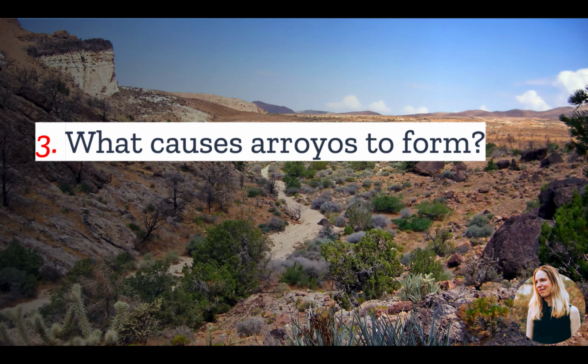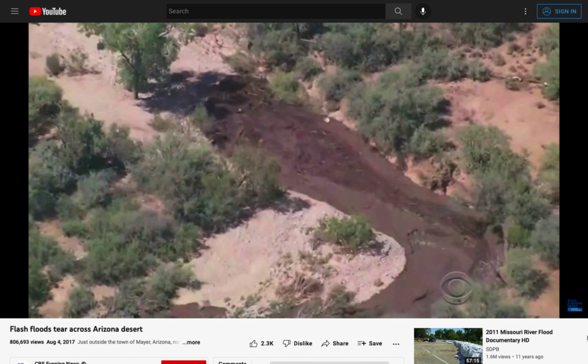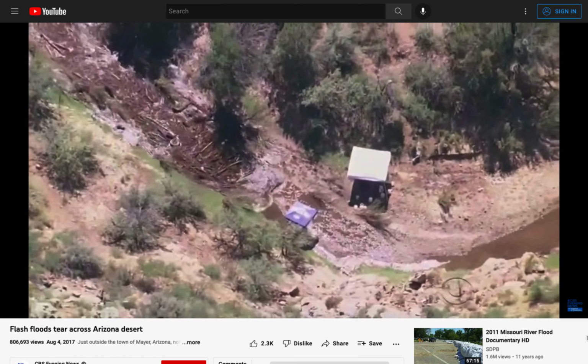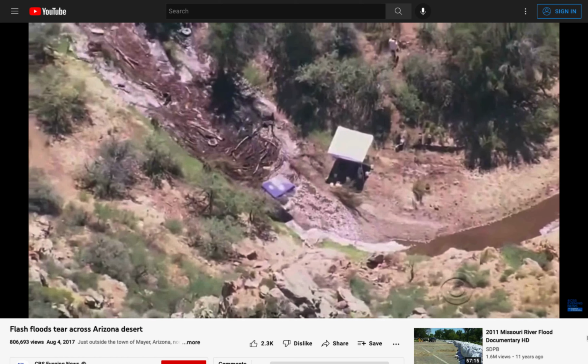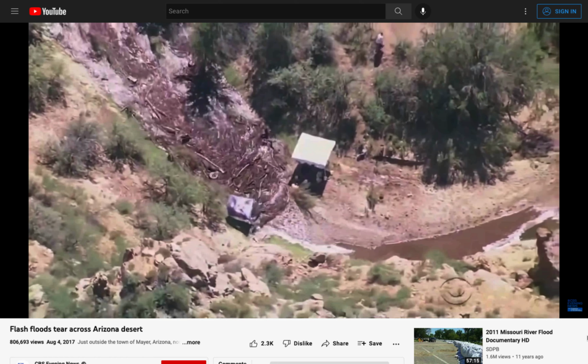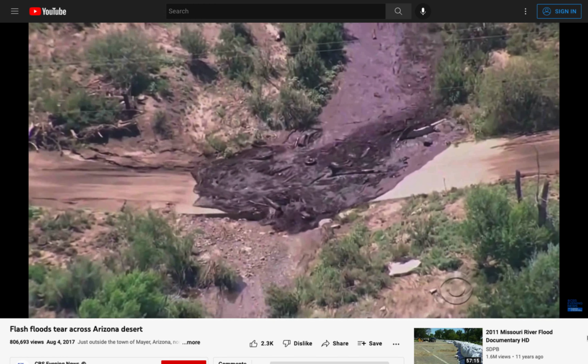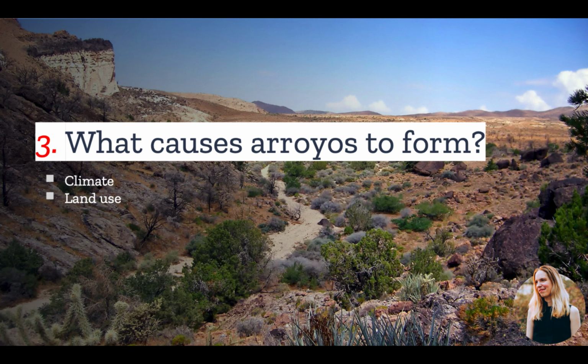Number 3. What causes arroyos to form? Climate is responsible for arroyos in most scenarios. Arroyos often occur when areas that typically see very little precipitation receive sudden, heavy rains, as often happens after the El Niño phenomenon. This is why they are so prevalent in the southwest. But climate is not the only cause of arroyo formation.